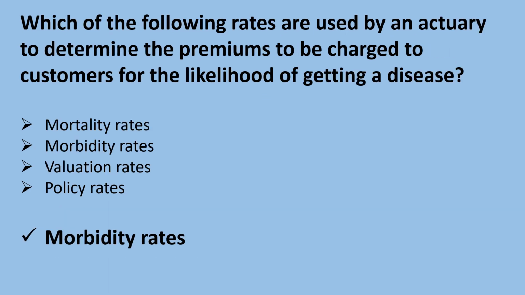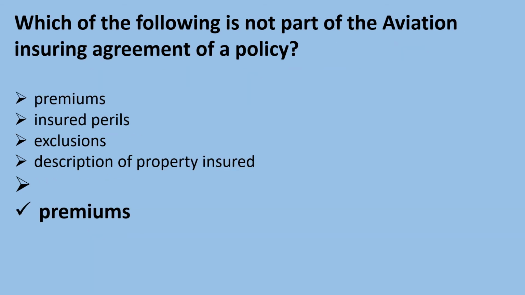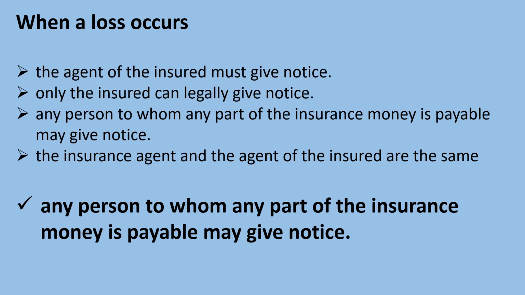Which one of the following rates is used by an actuary to determine the premium to be charged to the customer for the likelihood of getting a disease? That is called morbidity rates. Which one of the following is not part of the aviation insurance agreement of a policy? That's your premium. When a loss occurs, any person to whom any part of the insurance money is payable may give notice.